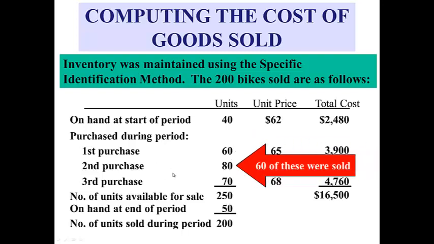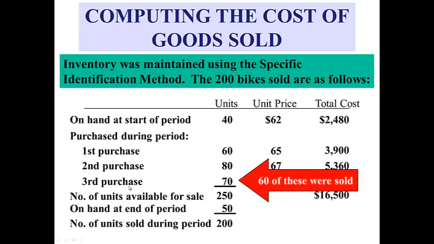From the second purchase, 60 were sold, so we still have 20 in ending inventory. And from the third purchase, 60 were sold, so that means we still have 10. So we know exactly which 50 still remain and which 200 were sold.